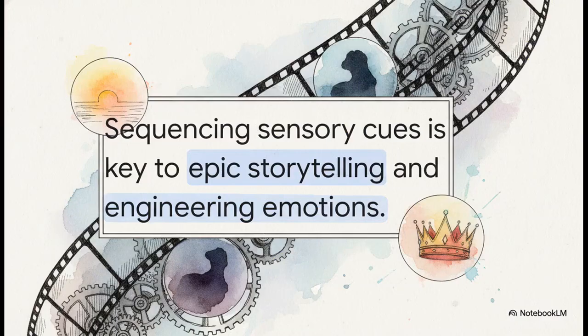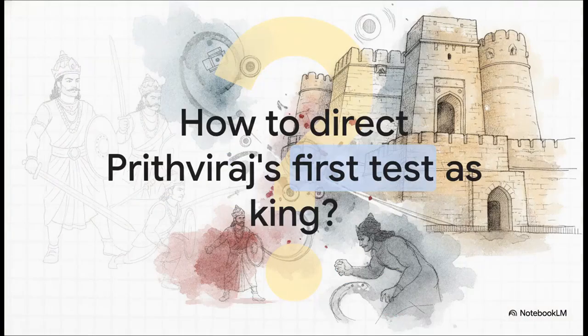What this explainer demonstrates is the incredible power of sequencing. Whether you're a hardcore history buff wanting to visualize the past or a digital creator pushing the boundaries of AI, the lesson is exactly the same. Understanding how to structure these visual boundaries, map out the light and shadow, and hit specific emotional beats is the ultimate key to epic storytelling. It's literal emotional engineering. We've seen him crowned, we've seen him train, and we've seen him step into his power on the walls of the fort.